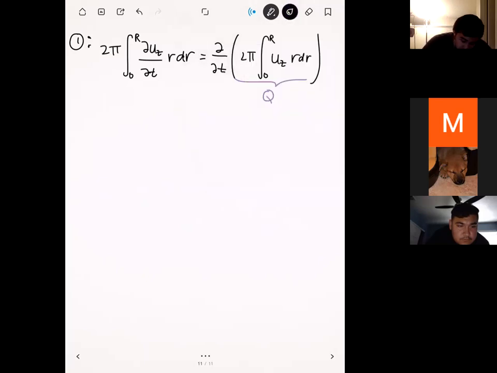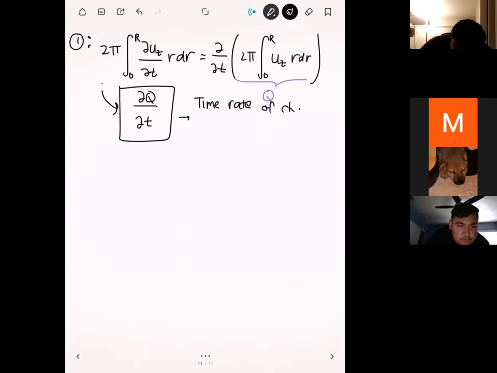And so our first integral here is fairly simple. We just end up with partial Q partial t. And so what this represents is just the time rate of change of flow. So pretty straightforward, relatively.